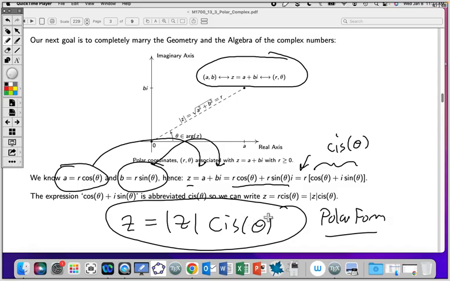Now, there's another way to write cis theta in terms of exponentials. You may or may not see that. Sometimes it shows up on the calculator.